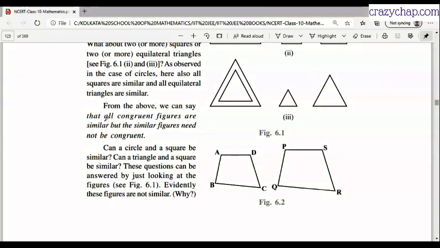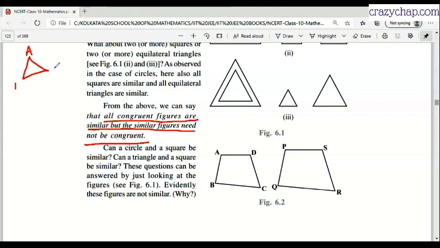All congruent figures are similar, but all similar figures need not be congruent. First I'm talking about congruency. Congruency is when two figures are exactly the same except the name.